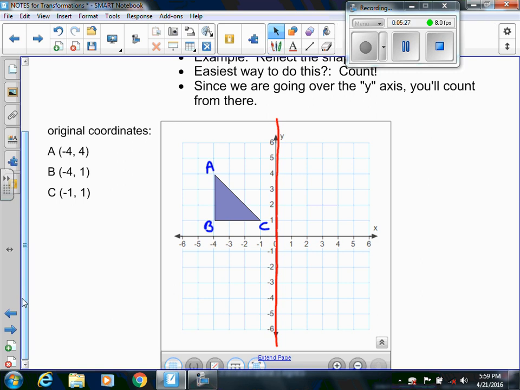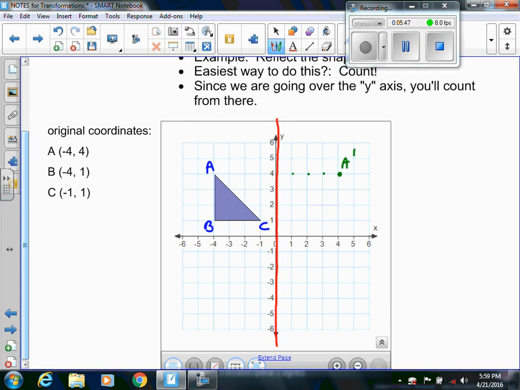That means A, right now, is 4 units to the left of y. I need it to be 4 units to the right of y. So I'm just going to count from y, and again, 1, 2, 3, 4. This one right here is going to be my A prime. That's my new mapped point.